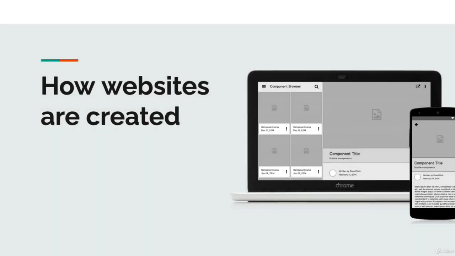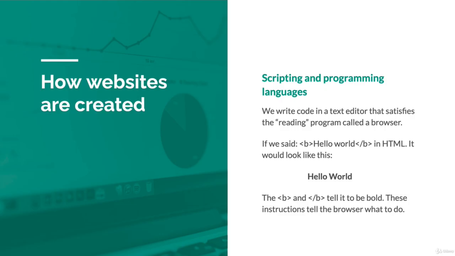How websites are created. Okay, first of all, there's two sort of things we need to know. I guess we don't really need to know right now, but let's cover it anyways. There's scripting and programming languages. So a scripting language is like throwing instructions into some sort of machine and it just sort of does what you want it to do. And that's very similar to a programming language.